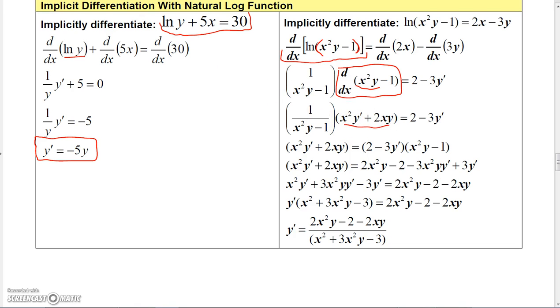Now, what I'm going to do next is multiply both sides by x squared y minus 1. Okay, so I think I said x squared minus 1, but it's x squared y minus 1.